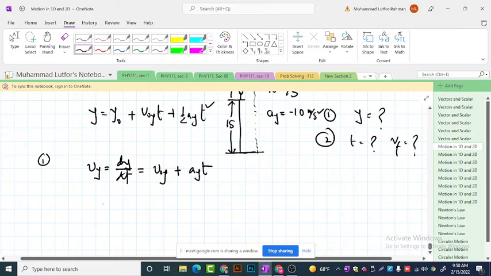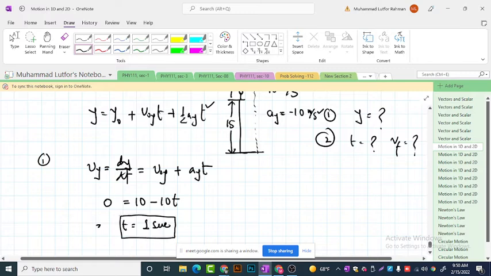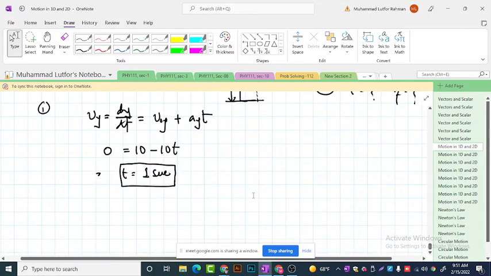Now I know at the maximum point the final velocity is 0. The initial velocity is 10, they gave me 10 meters per second, and I also consider a_y as minus 10, only for simplification of the calculation. So I find t from there. t would be 1 second. So if you throw that ball with 10 meters per second, and the acceleration is 10 meters per second squared, then 1 second later its velocity is going to be 0.